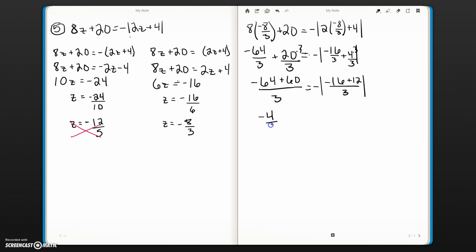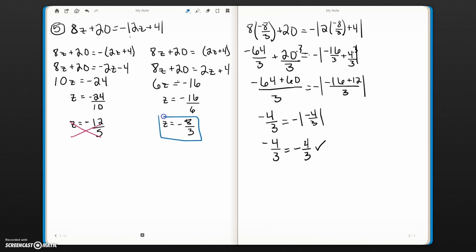So negative 4/3, because negative 64 plus 60 is negative 4, equals negative absolute value of negative 16 plus 12 is negative 4/3. So the absolute value of negative 4/3 is regular 4/3 with the negative out front. So this one actually does work. So our only solution for this problem was negative 8/3, and the other one is extraneous. Alright, so that's number 5.